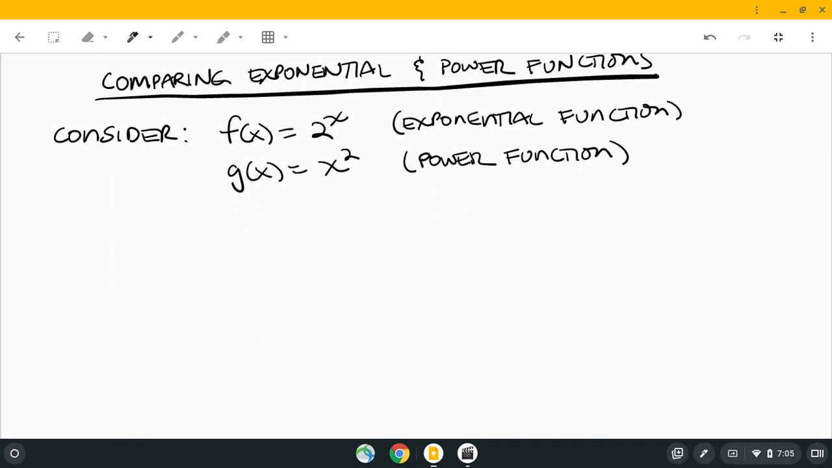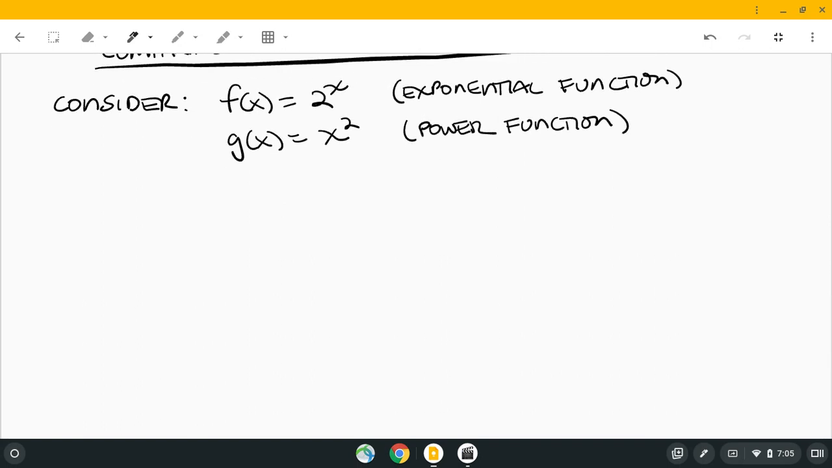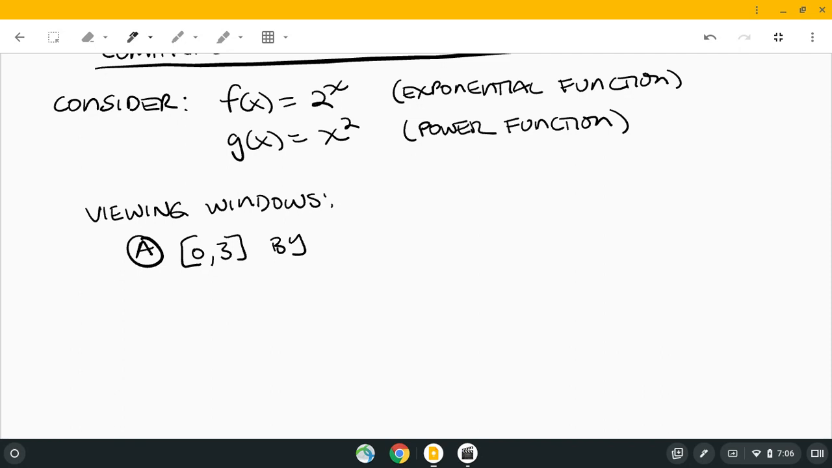If you have a graphing calculator, you can graph these two functions in the same viewing window. I know not all of you have a graphing calculator, but you could probably find one online. So we're going to look at these two graphs with these viewing windows. The first one, A, is going to be x between 0 and 3 by y between 0 and 8.